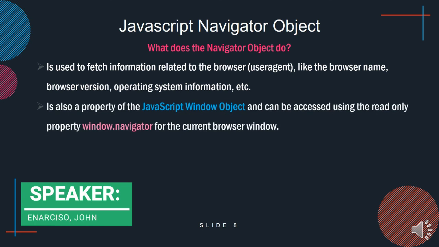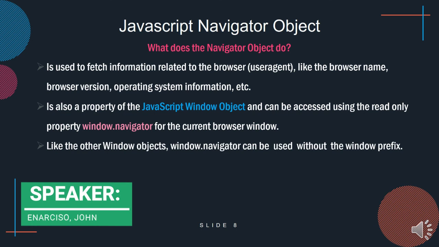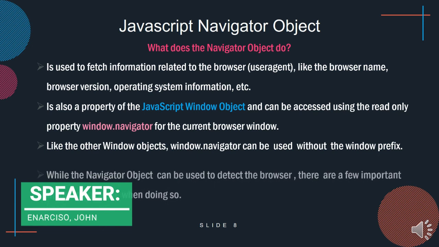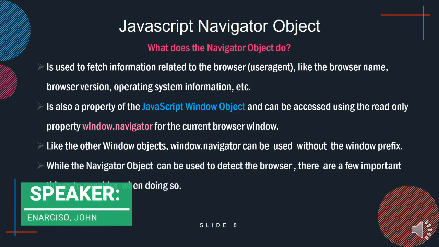It's also a property of the JavaScript window object and can be accessed using the read-only property window.navigator for the current browser window. Like the other window objects, window.navigator can be used without the window prefix. While the navigator object can be used to detect the browser, there are a few important things to consider when doing so.